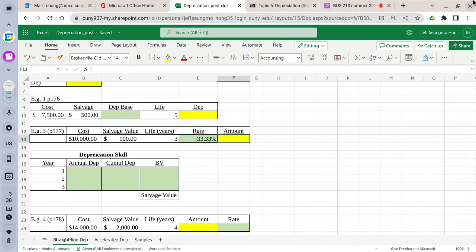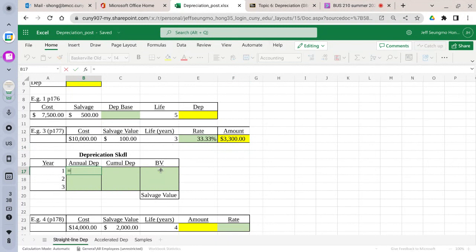So then we know already, annually is going to be like 33.33. So all you need to do now is, this time, I don't have a depreciation base column, so it doesn't matter. By definition, depreciation base is cost minus salvage value, then times depreciation rate. So annually it's going to be 3,300, right?